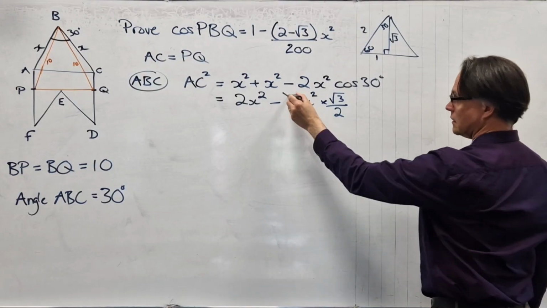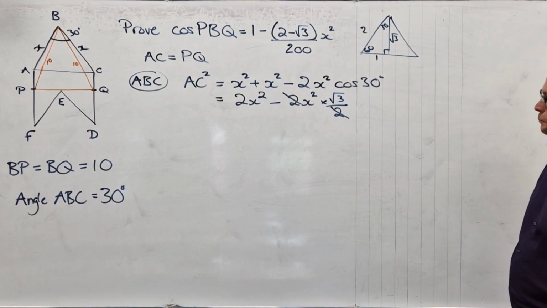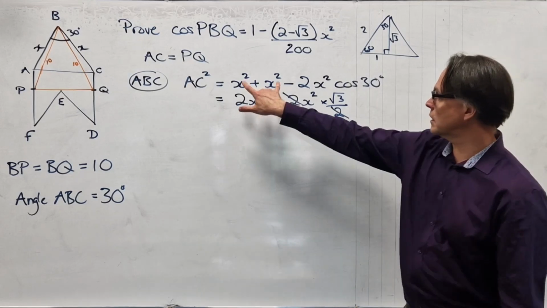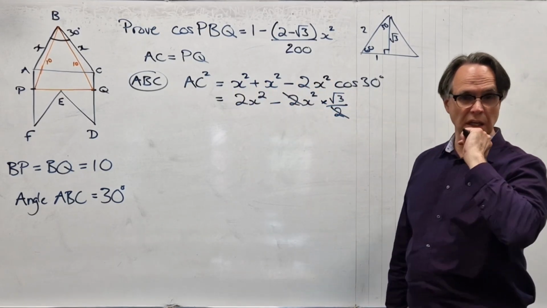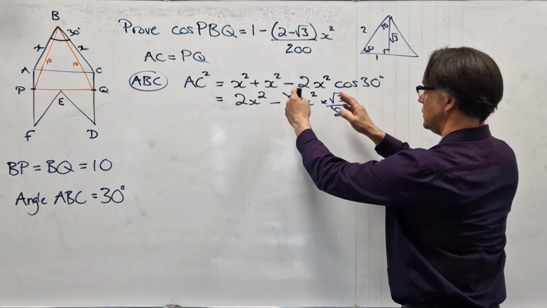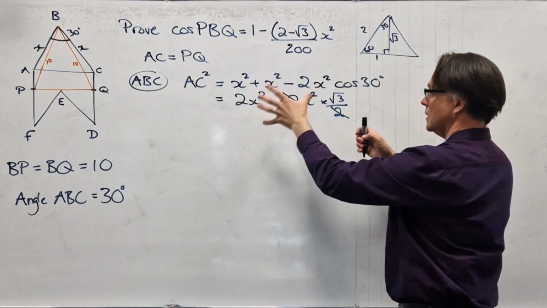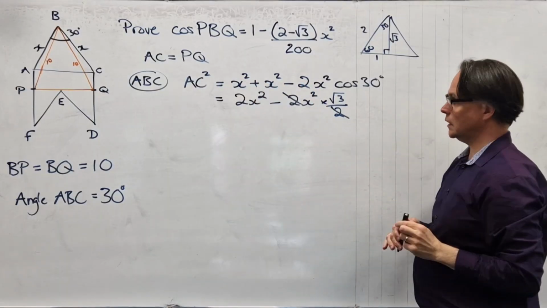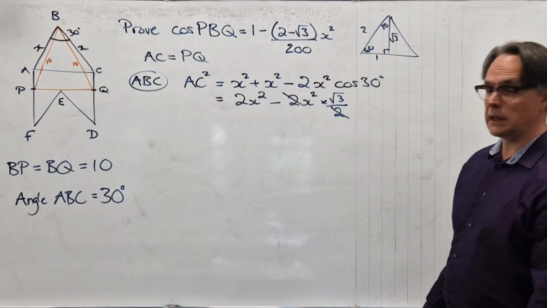And at this point I can cancel out those 2's straight away. Don't forget, you can't combine those x squareds with these x squareds. That's a common mistake with cosine rule. This 2x squared is attached to the cos 30. You can't just put those together. Right, let's do the same thing with triangle PBQ.